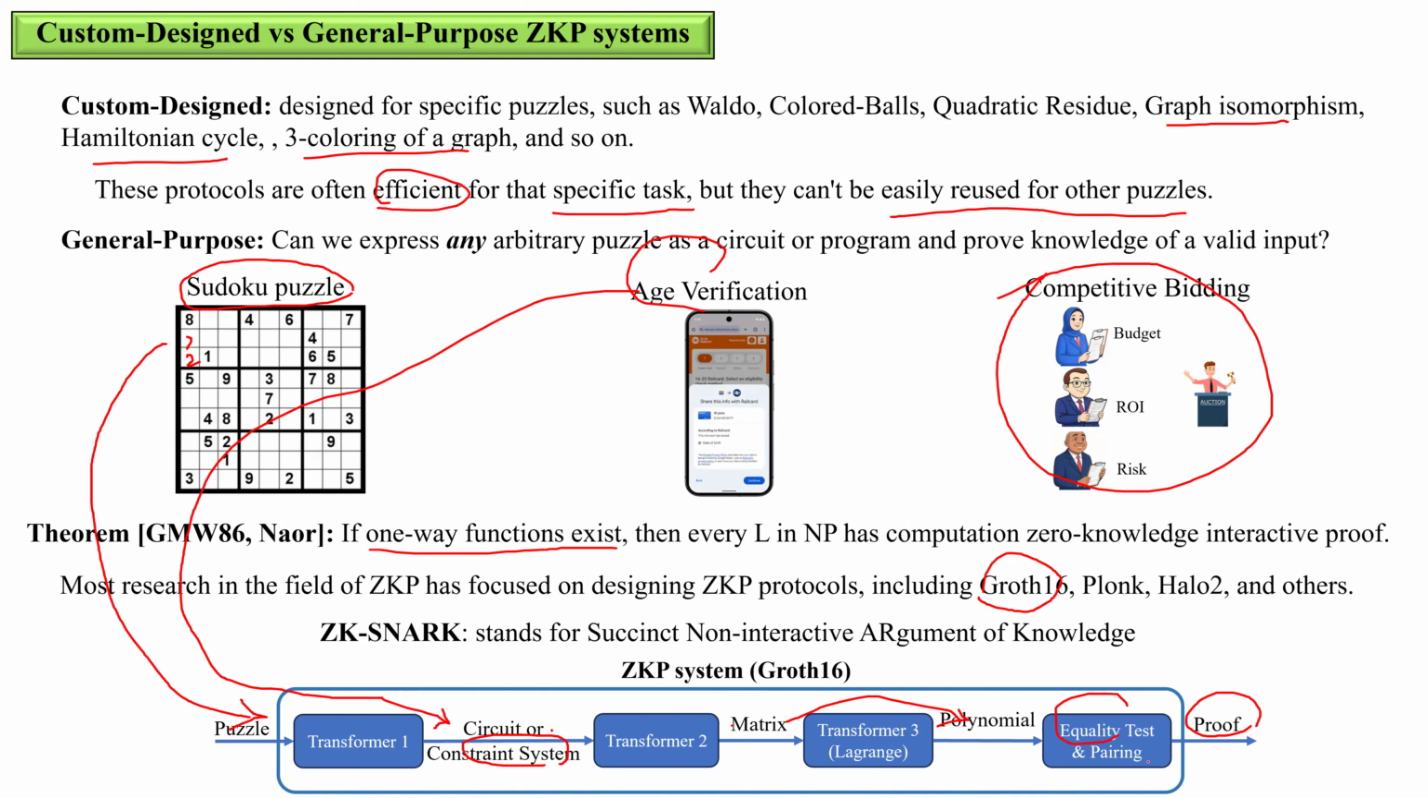For each of these different parts, like converting a circuit into a matrix, converting a matrix into polynomials, the equality test, or the pairing, we will have different lectures first, to explain these preliminaries: what is pairing, what is the equality test, what is Lagrange interpolation, what is a constraint system. We will discuss these different concepts in the next lectures, and then in the final lecture we will completely understand how Groth16 works. So the whole of Groth16 consists of those small features and small technologies that we will discuss in the next lectures.